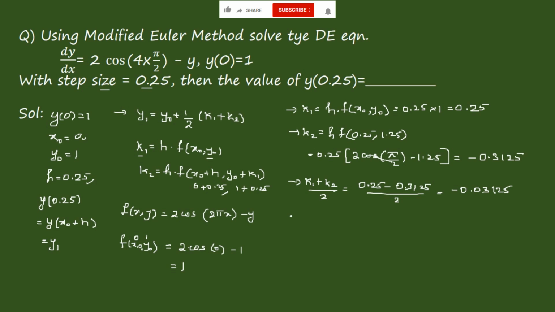Then we have to find the value for y1. Then y1 is equal to y0, which is 1, minus 0.03125. So just substitute the values, and now using a calculator, we get the value as 0.96875. Okay, then y1 is y of 0.25, right? So the answer is 0.96875.